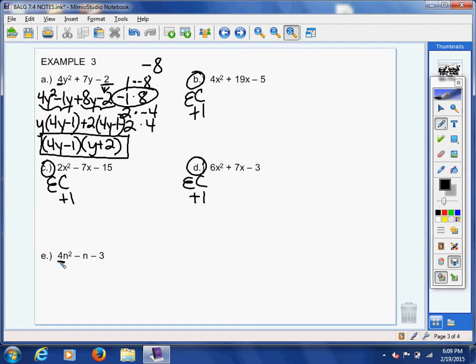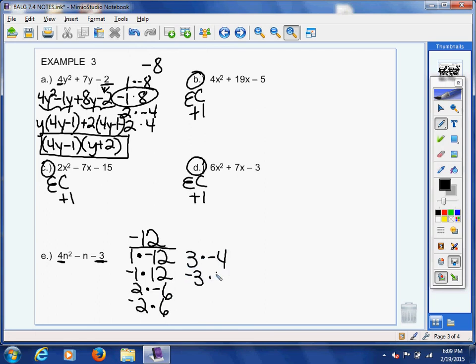Same thing, 4 times -3. We're going to end up with -12. Okay. Now factors of -12, you can have 1 times -12, -1 times +12, 2 times -6, -2 times +6, 3 times -4, -3 times +4. Okay, now what we're looking for is, hey, wait a second, look at the number in the middle. What is that number? Okay, if you are saying it's an understood -1 there, you're right.